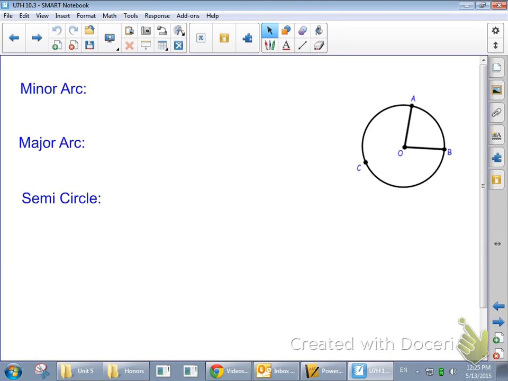Now let's talk about these different kinds of arcs. We have a minor arc, a major arc, and a semicircle. So a minor arc is going to be less than 180. If you go all the way around the whole entire circle, from point A all the way back to point A again, it's 360 degrees. So if you go less than 180 degrees, it's going to be a minor arc.